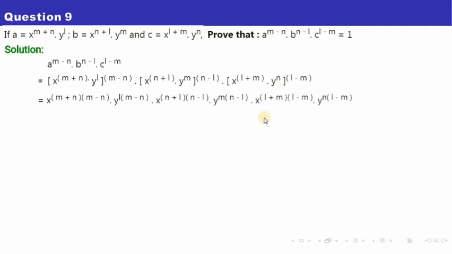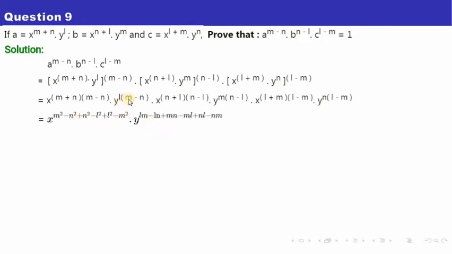Now what I am going to do is keep all the x together. So for x it is m plus n into m minus n, which is m square minus n square. Here we have the power of x as n plus l into n minus l, that is n square minus l square. And similarly here you have l plus m into l minus m, which is l square minus m square. Since you have the same base x, the powers will get added. The same happens with y also.